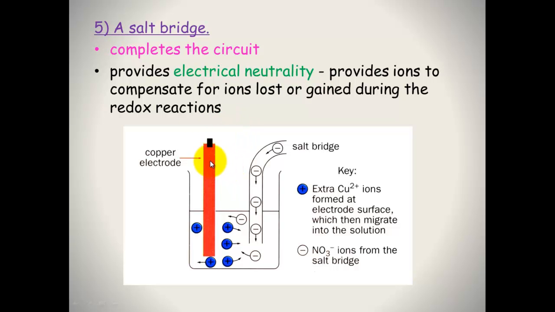So here we've got a copper electrode, and what's happening here is that you've got extra copper ions being formed at the electrode surface. So copper ions are being formed when this copper electrode disintegrates. To balance out that positive charge, you're going to have negative charge migrating down the salt bridge to balance out that charge, and in this case it's nitrate.